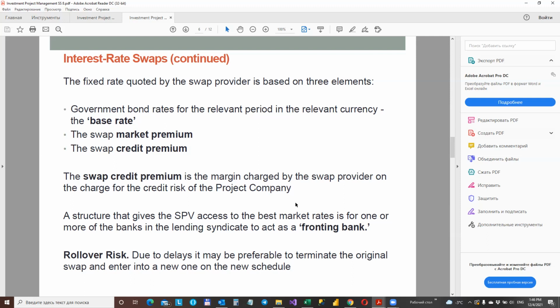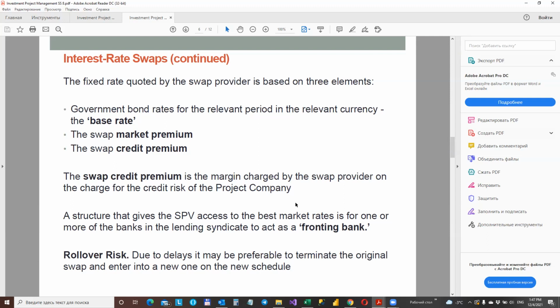And we have the third component, that is the swap credit premium. The swap credit premium is the margin charged by the swap provider, and it is the charge for the credit risk of the project company. So if the swap provider assumes a level of risk based on a similar calculation, such as we have seen in table 8.3, where we calculate 15% of the initial notional principal amount, and the credit margin on the loan for the project company is say 1.5%, then the swap credit premium should be 15% of 1.5%, that is 0.225% per annum. So it is an additional premium for swap providers for arranging such a swap.